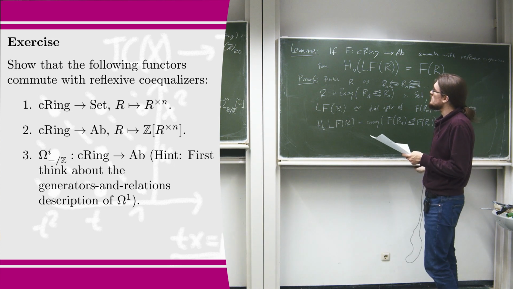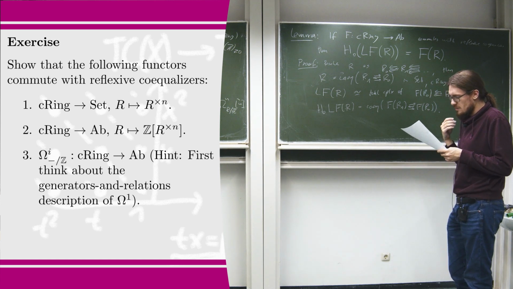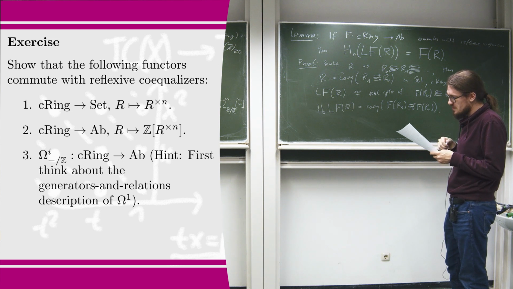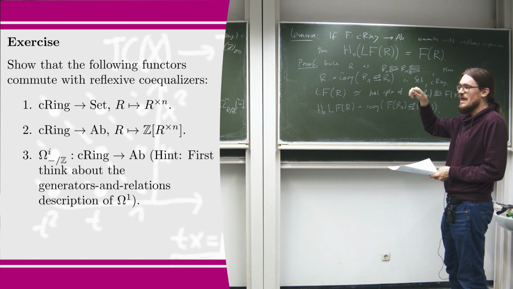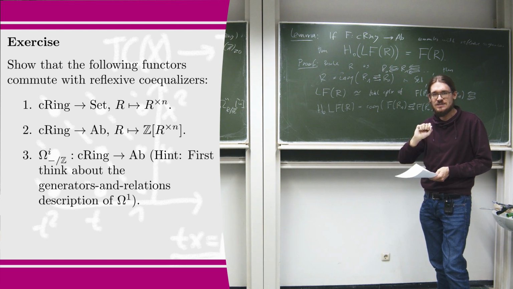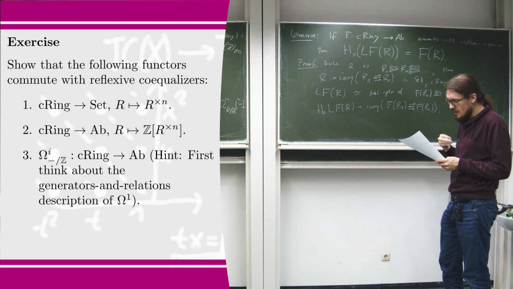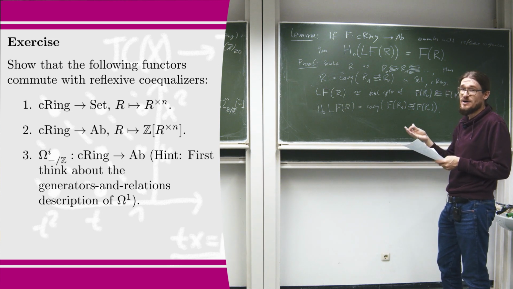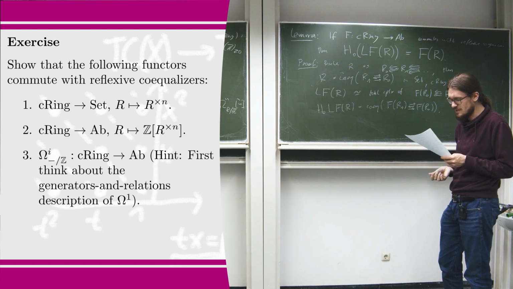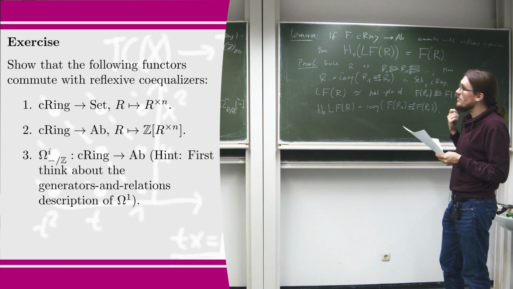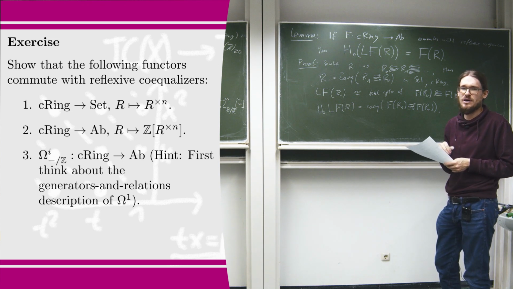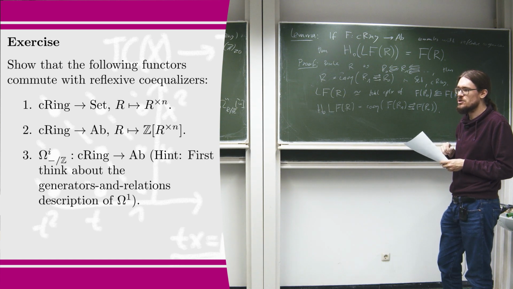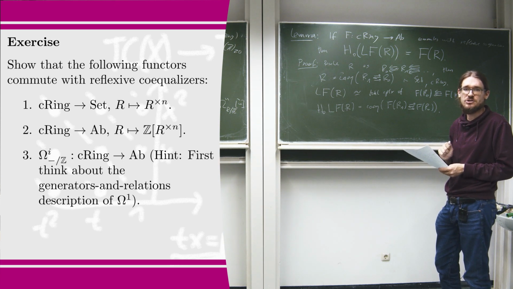And it's a little tricky to do in one step, but there's a number of steps you can do. You can first check that the functor from commutative rings to sets, which sends a ring to an n-fold Cartesian product of its underlying set, commutes with reflexive coequalizers. And then that the functor from sets to abelian groups, which passes to the free abelian group, commutes with reflexive coequalizers. And then finally, that you can write omega n as a co-kernel of a map between things that you get by combining the first two steps. And the last thing is much easier to see if you just think about the definition of omega 1 first in terms of generators and relations.